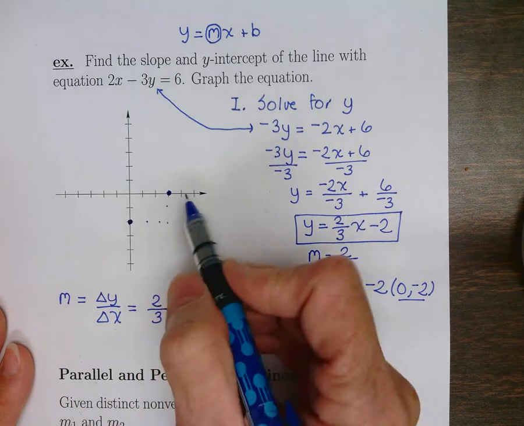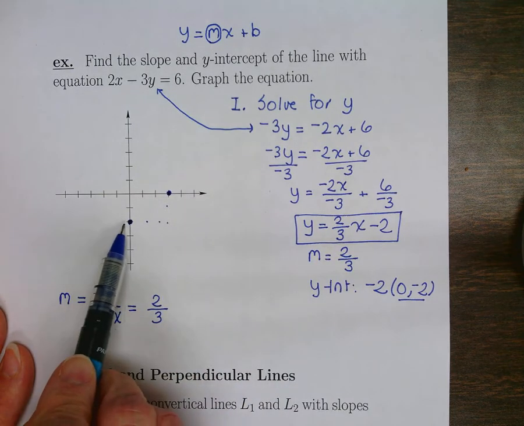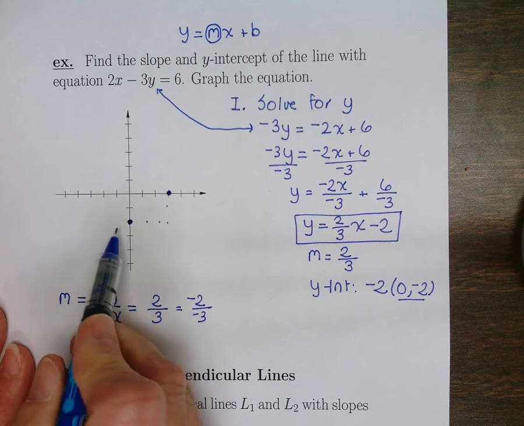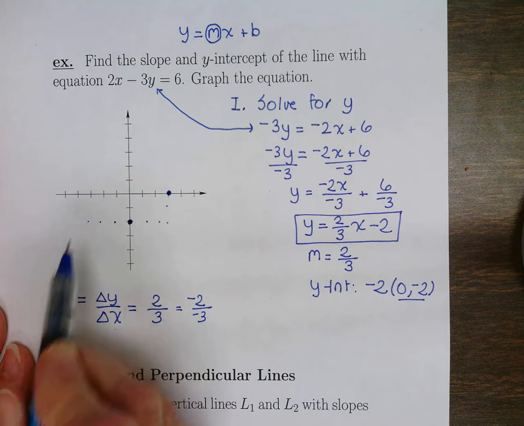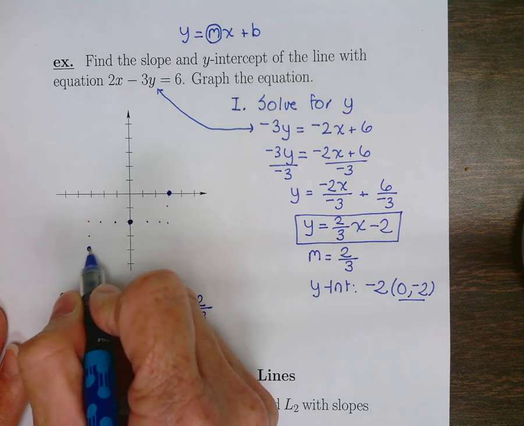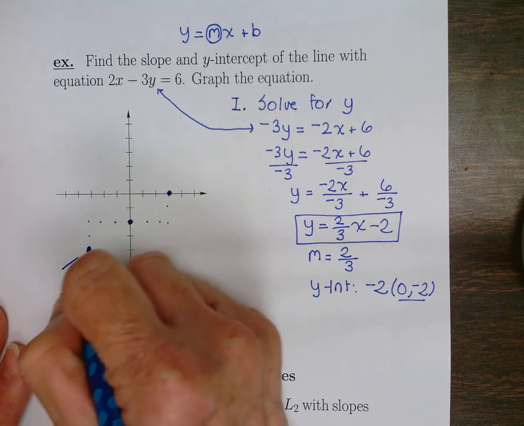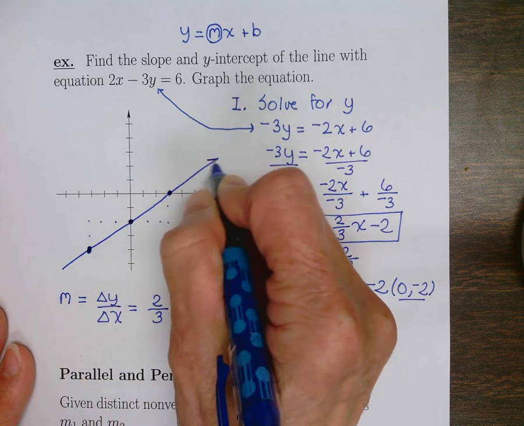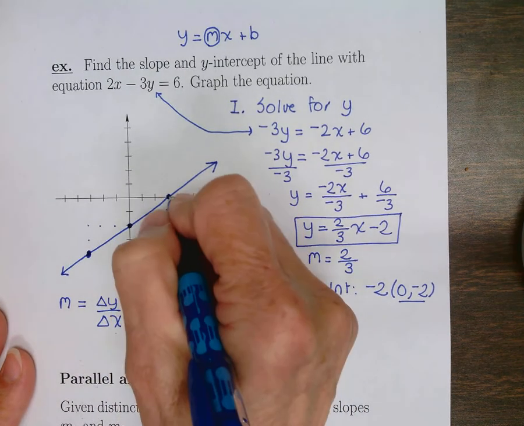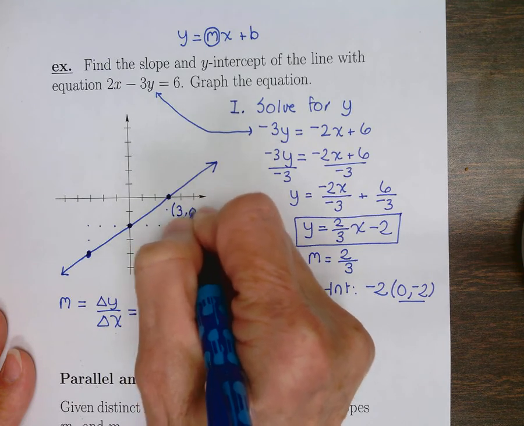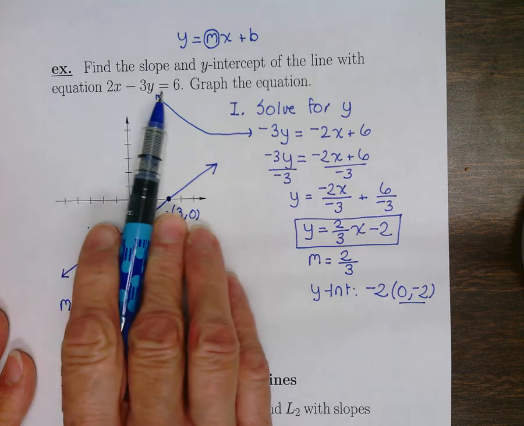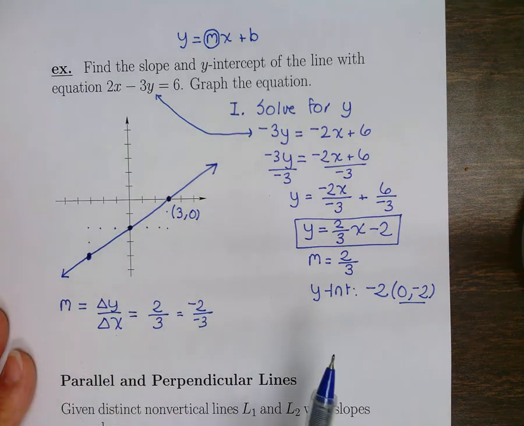Okay? Now I can also go the other way. If x decreases, notice it's negative 2 over negative 3. So if x decreases by 3 units, y will decrease by 2 units. And I get this point. And what I observe, all of these points lie on the same line. And you can confirm that this point 3, 0 is in fact a point on our original line. If x is 3 and y is 0, we do get a true statement. So that's my line.